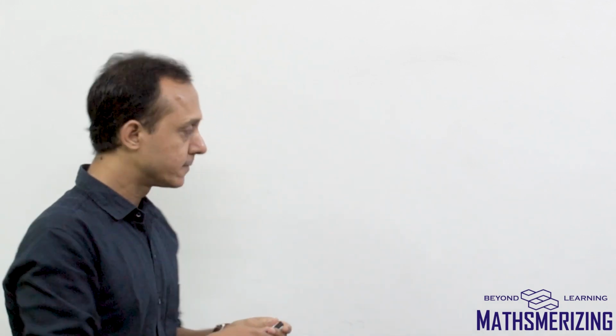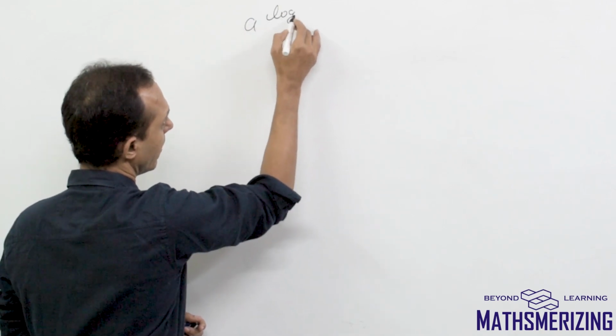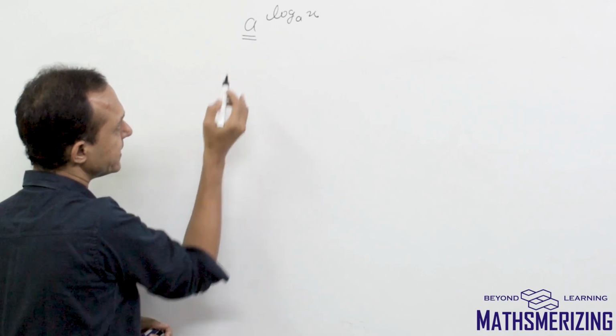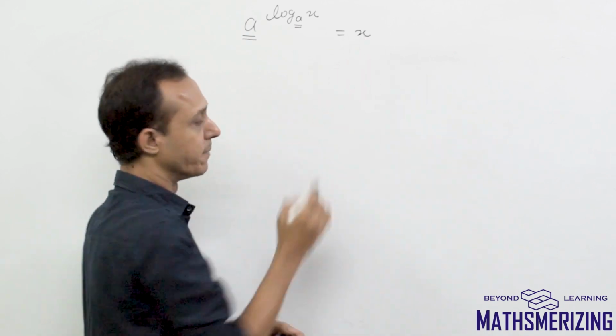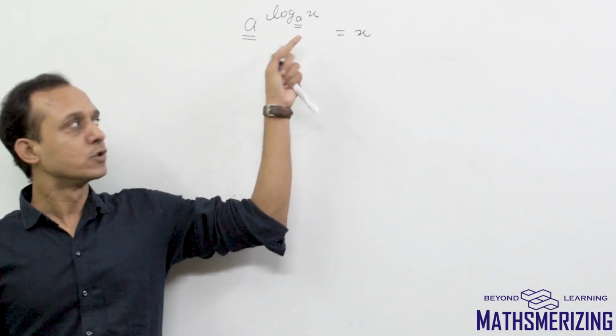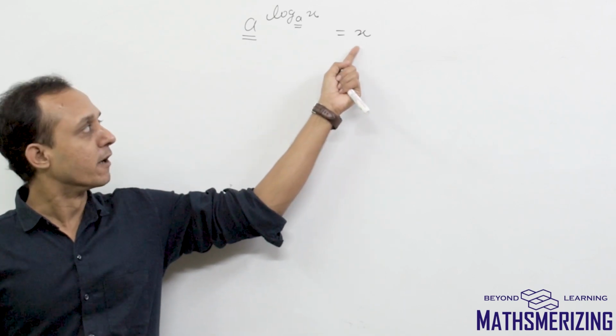Now there is another property which is very important in logarithms, and that is a to the power log x to the base a. When we have the same number here and the same number at the base, this is simply x. Basically it's a cancellation of inverse functions. The composition of an inverse function with the function is always an identity function, which is x.